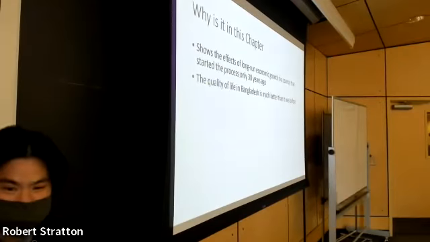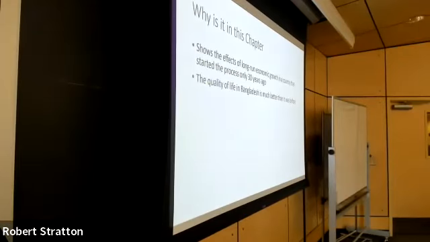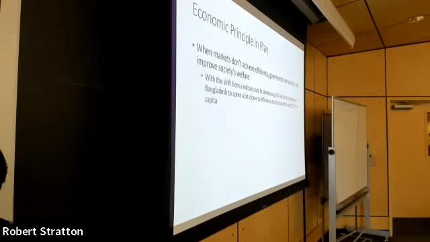So why is it in this chapter? It also shows the effects of long-run economic growth in a country that only started about 30 years ago. And the quality of life in Bangladesh is a little bit better than it was before. So the economic principle in play was when markets don't achieve efficiency, government intervention can improve society's welfare. So I think it's kind of like when they went from military rule to democracy, this led to it becoming more efficient, and an increase in real GDP per capita.